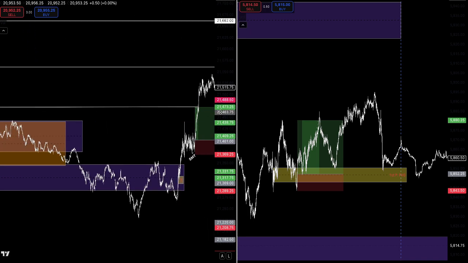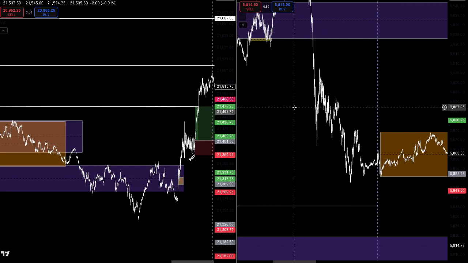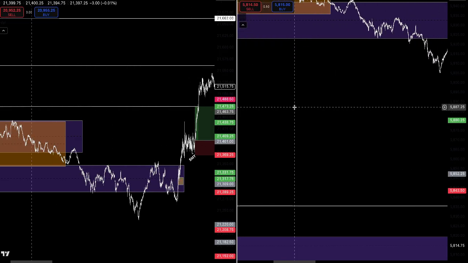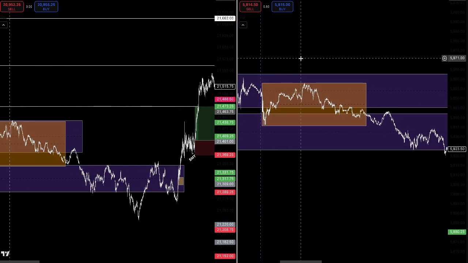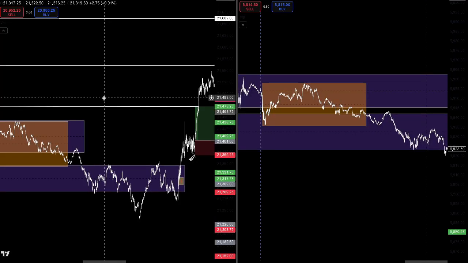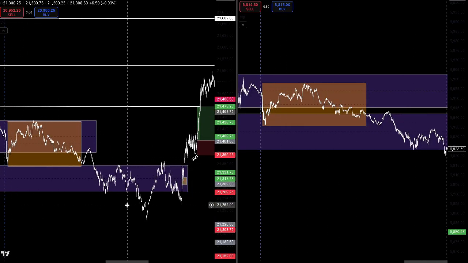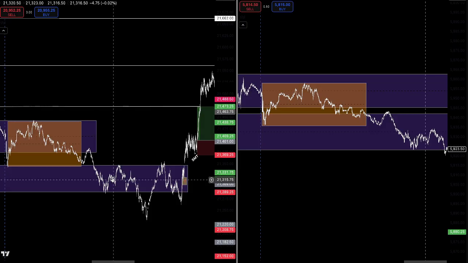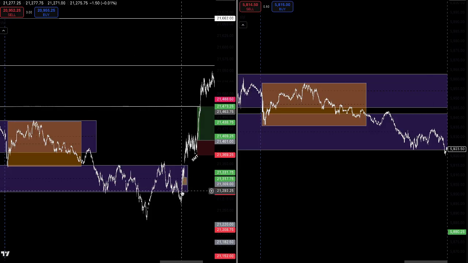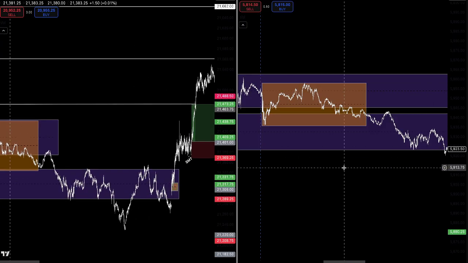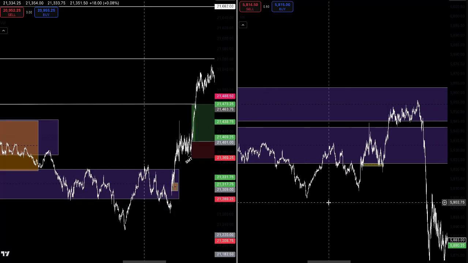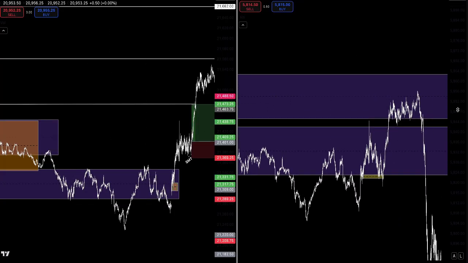Okay, we're gonna go to Wednesday, which starts Tuesday evening. All right, so once again, we have the lows of Asian being taken out. Price goes down to this fair value gap and then starts to reverse. All right, pretty much same thing on ES.